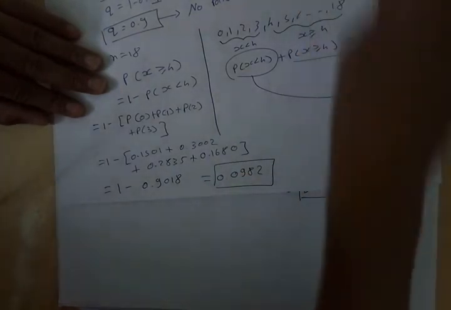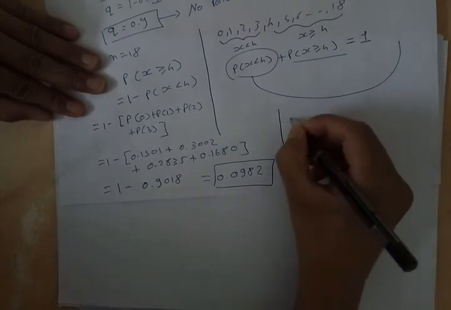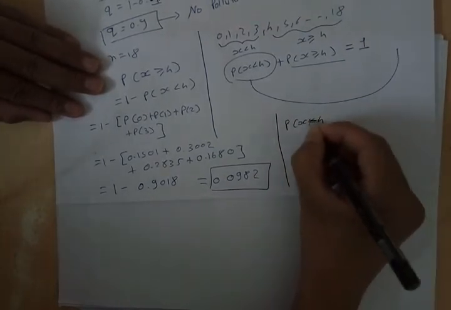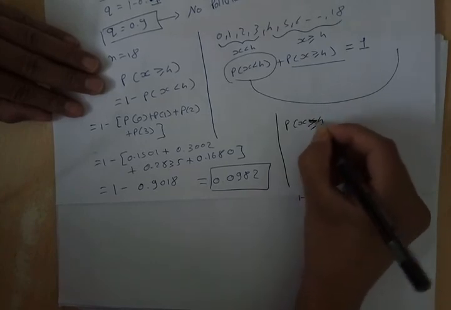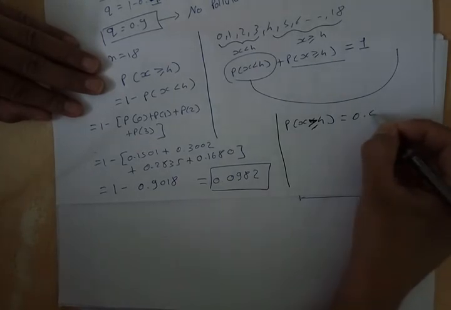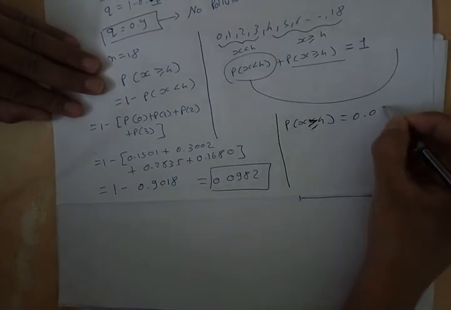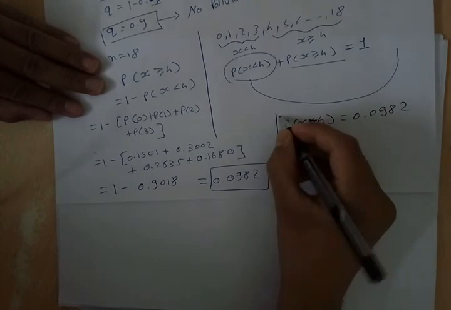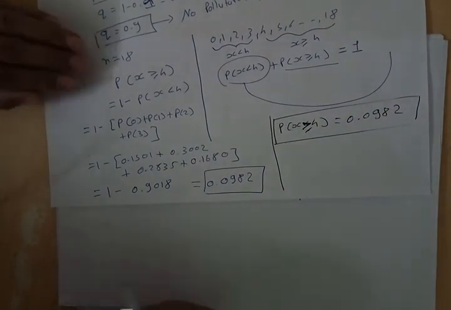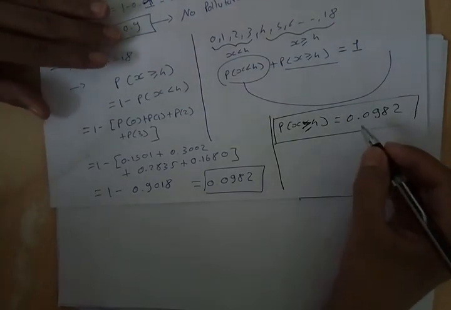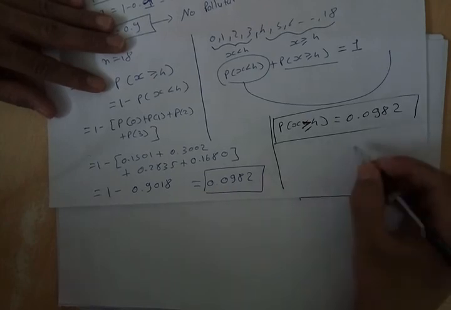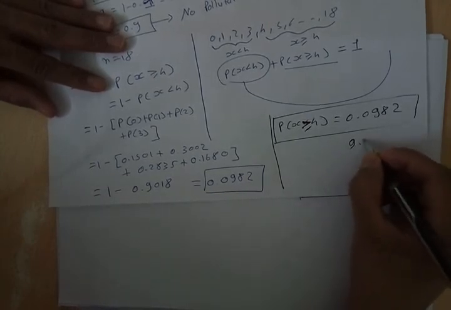So we can write that the probability that at least 4 samples contain pollutant, x greater than or equal to 4, is 0.0982. This will be our final answer. Now if you want to express this answer as a percentage, you just have to multiply this value by 100. So it will be 9.82%.